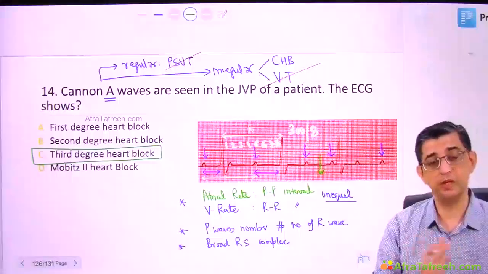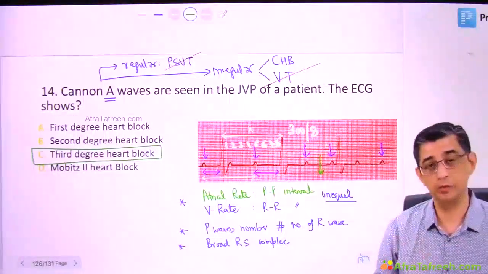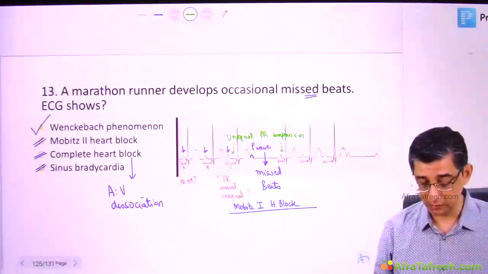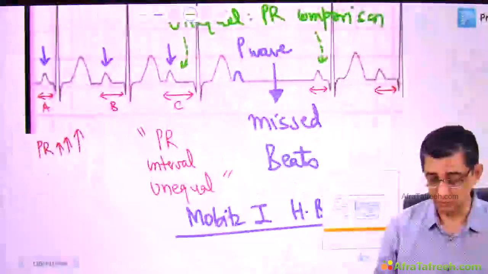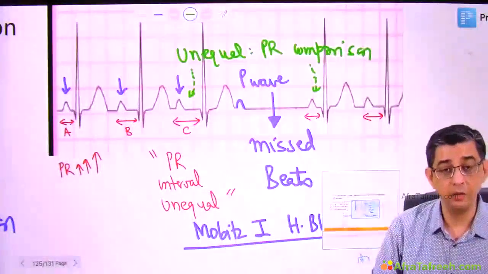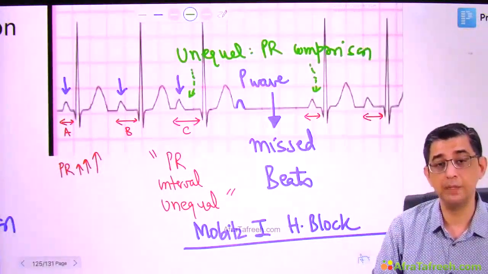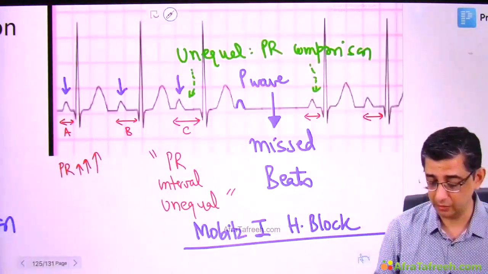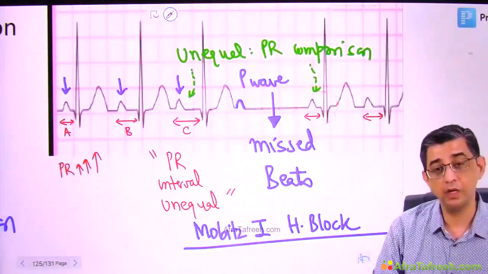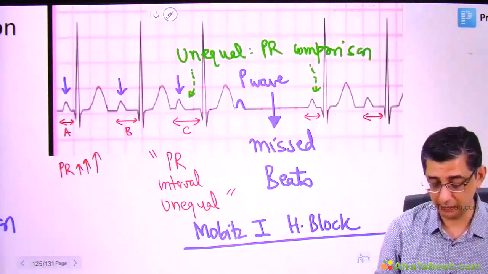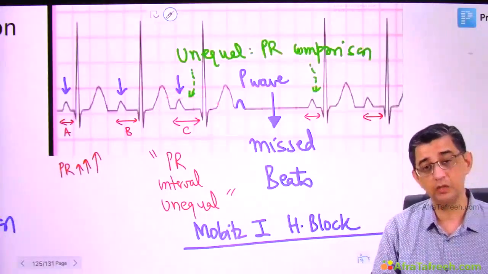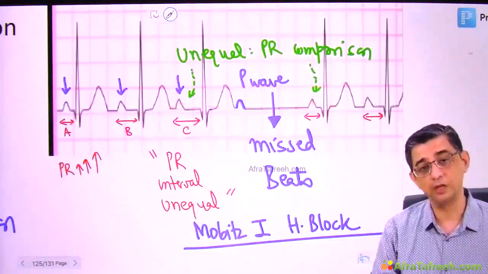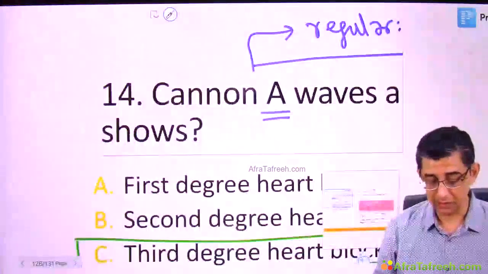Look at the PR interval before and after the missed beat. If it is equal, it's going to be Mobitz 2. If the PR interval before and after is unequal, as I showed you in this particular ECG, I'll just zoom it in once again for your convenience. Look at the PR interval wherever written C, and then go and look at the PR interval, this one I'm pointing out. Compare it with the one that is before, and you can notice a marked disparity in the duration of the PR interval. So that's how you crack Mobitz 1 basically.